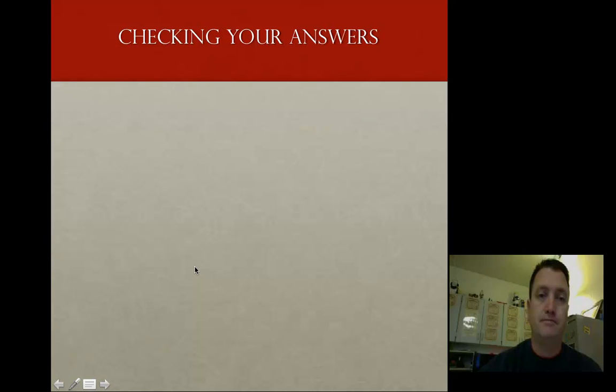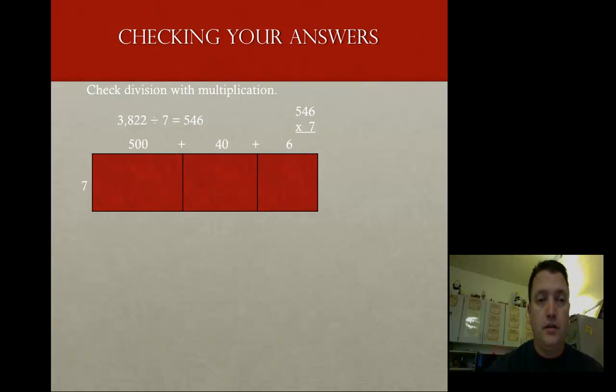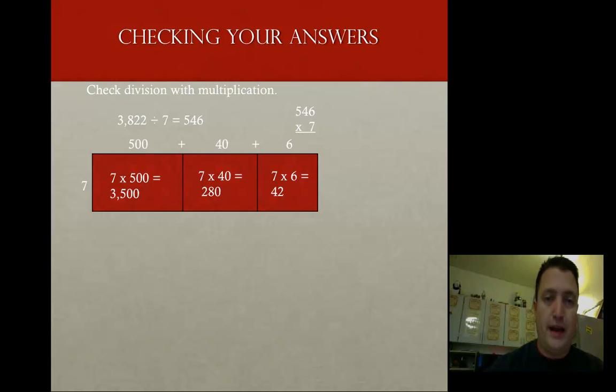All right, so let's talk about how to check your answers. You can check all your division with multiplication. So if I got 3,822 divided by 7 equals 546, I can simply multiply that out. Does this look familiar? This is the rectangle sections method, or the place value sections method, for multiplication. I know that 7 times 500 is 3,500. 7 times 40 is 280. 7 times 6 is 42. Those look just like the numbers we looked at when we took our chunks out. When I add those together, I end up with 3,822. So I know my answer is correct.